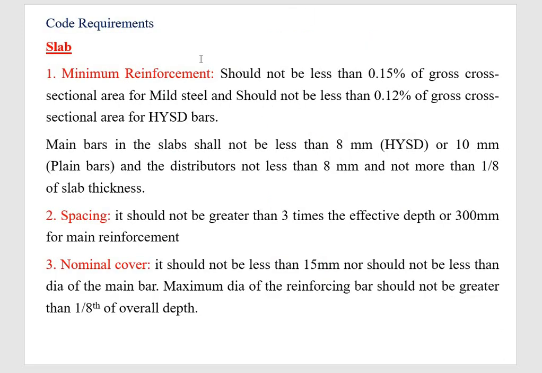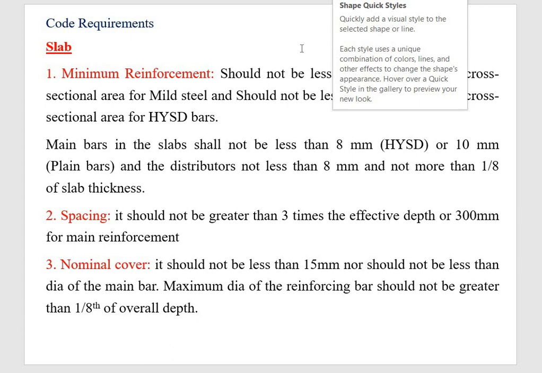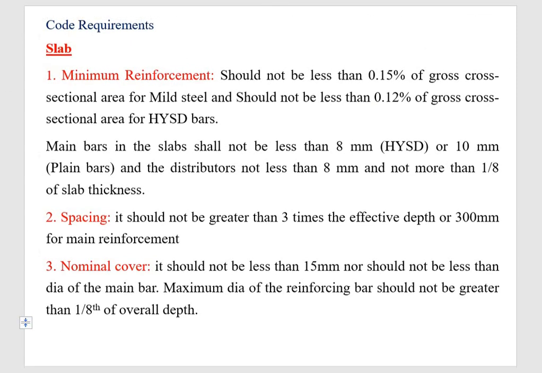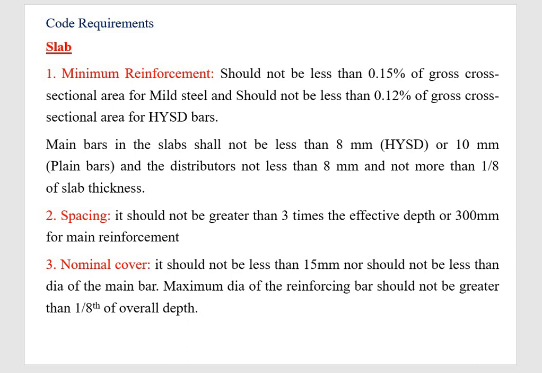So let's move to the next topic, that is the code requirement for different elements. That is, for slab, what is the minimum reinforcement provided, spacing, nominal cover, these things are important. So first let me read out this and I will explain it to you. The first thing is minimum reinforcement in a slab. What should be the minimum reinforcement? They have mentioned in a code book, and it is a standard thing. We should refer IS 456-2000 for these details.